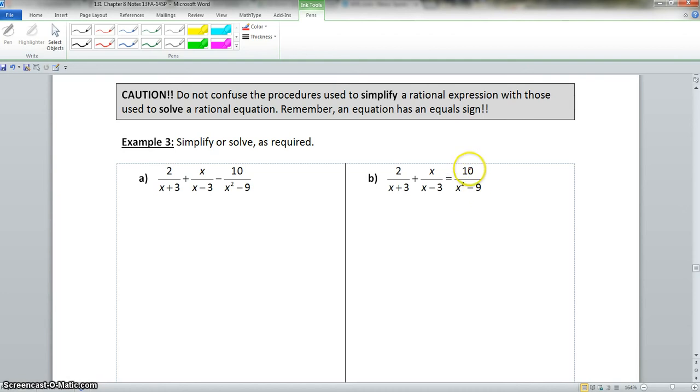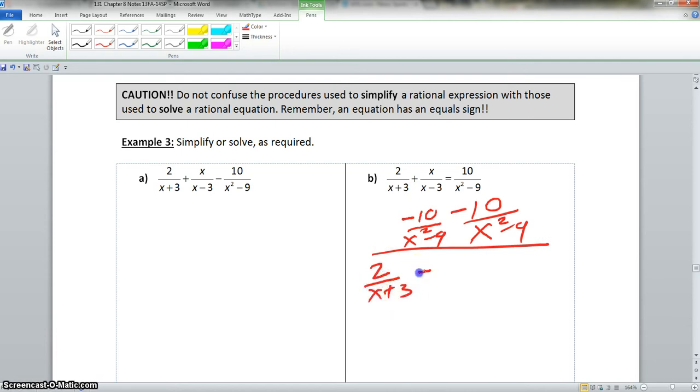If I bring this 10 over x squared minus 9 over here to the other side, subtract 10 over x squared minus 9 on both sides, we will have 2 over x plus 3 plus x over x minus 3 minus 10 over x squared minus 9 equals 0. Now if you notice, this side here is exactly the same as this side here, except this has an equal sign in the problem. So that's when you can get rid of those denominators, but you cannot do that here.